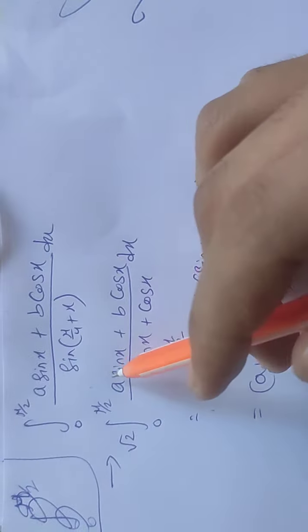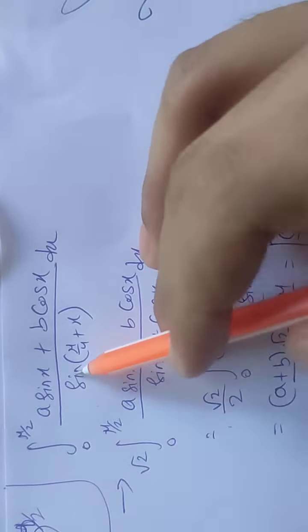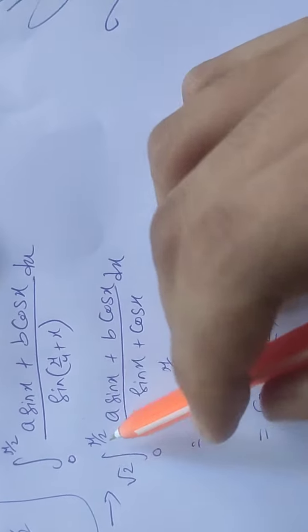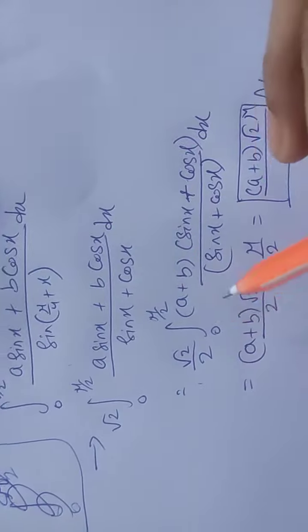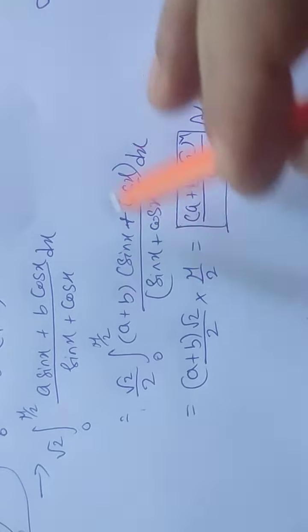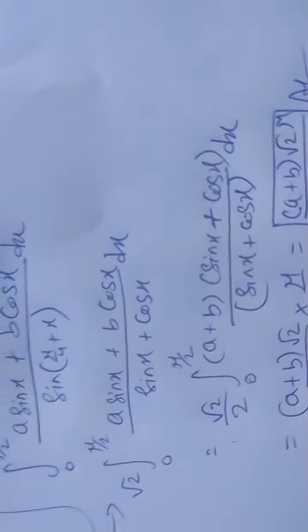Okay, so this is a very easy problem actually. As you can see, you will just open this denominator, root 2 will come out, and you will apply the King's property at pi by 2 minus x here. So this would get swapped. You will add, and this would be cut, and you will easily find the answer of this question.